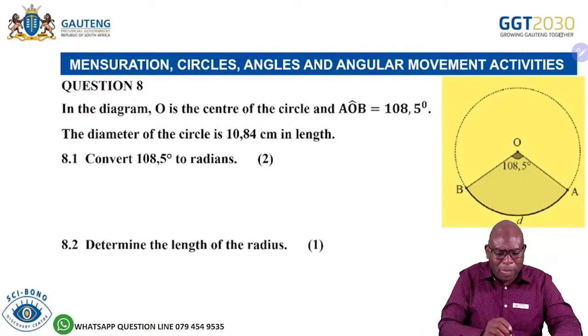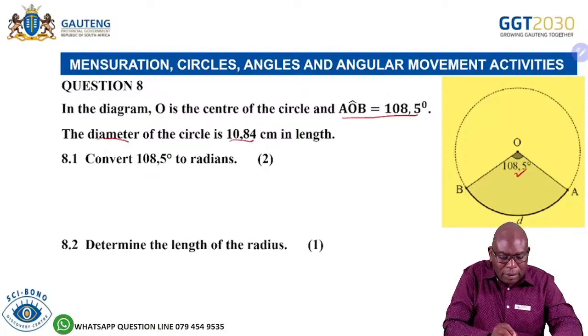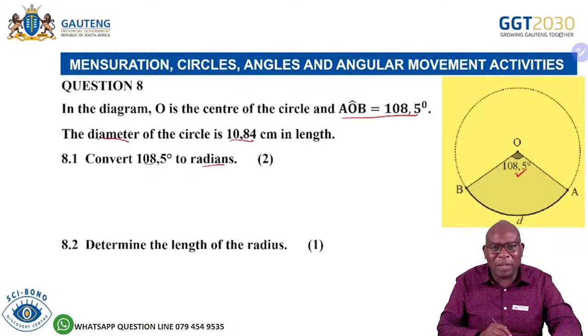Let's look at the first one. They say O is the center of the circle. AOB is given, that angle is there. The diameter is given as 10.85. So you know that there's a diameter. Convert this to radians. This is easy, 2 marks. Calculator. Put it on a calculator.